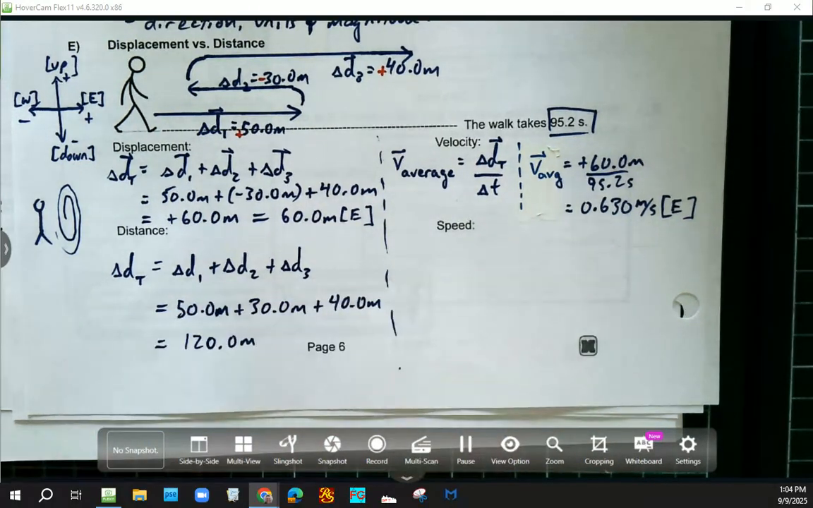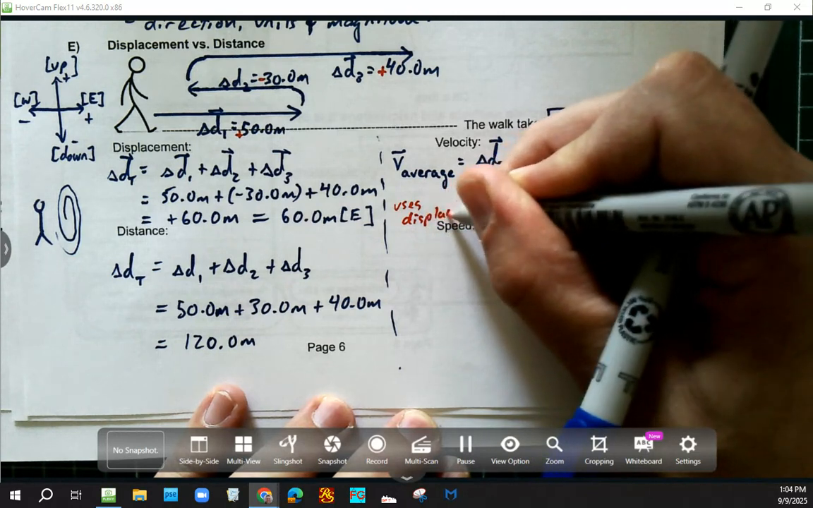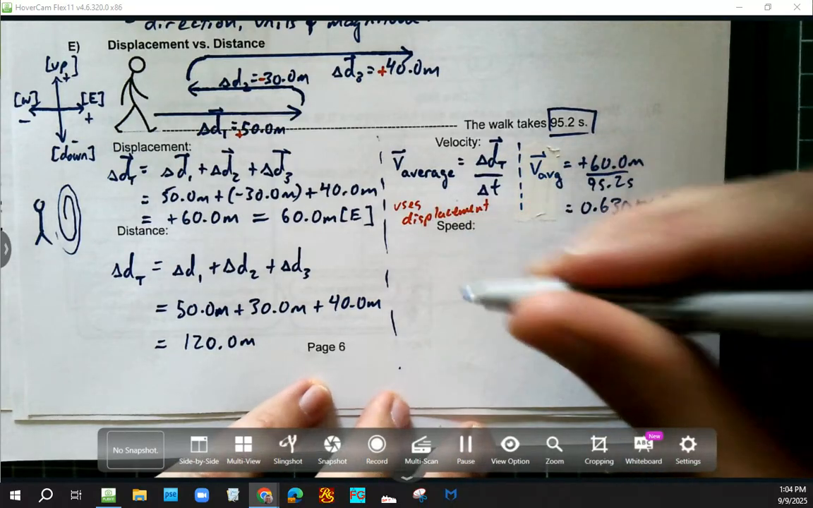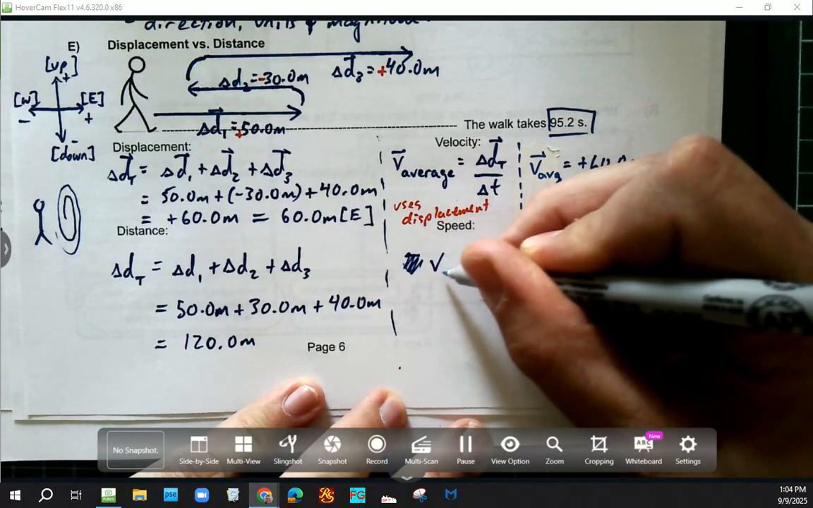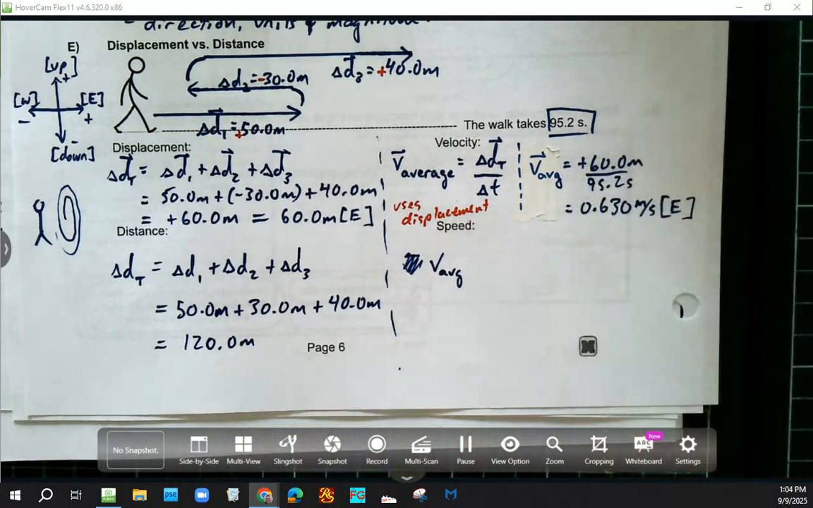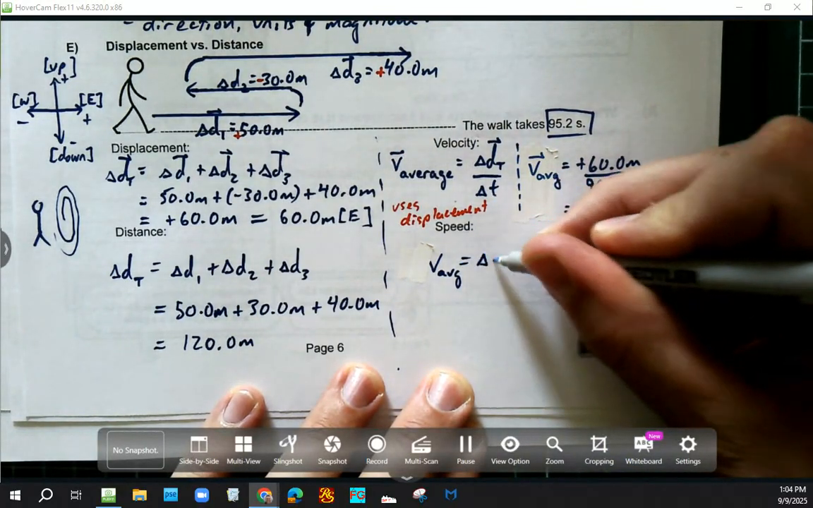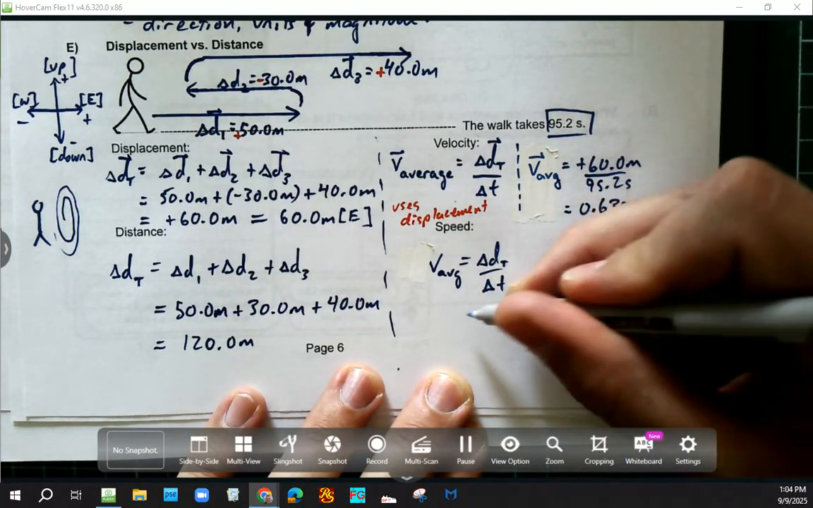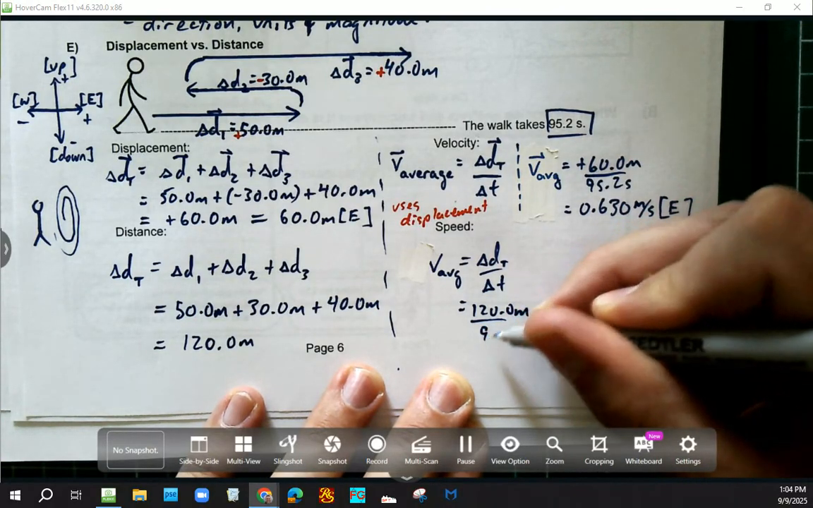Okay. Now, if I want to calculate speed, you notice average velocity uses displacement, so it's a vector value that's based on another vector value. Average speed has the same formula. Oh shoot, I almost put an arrow over top of it. V average with no arrow is equal to delta D with no arrow, total, divided by delta T. And that's going to be equal to 120.0 meters divided by 95.2 seconds.